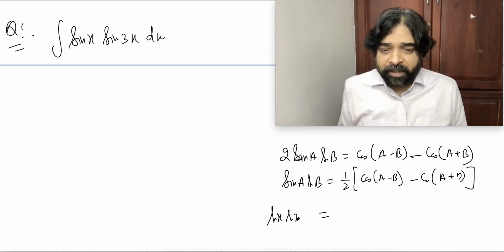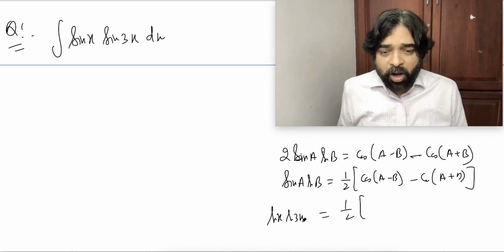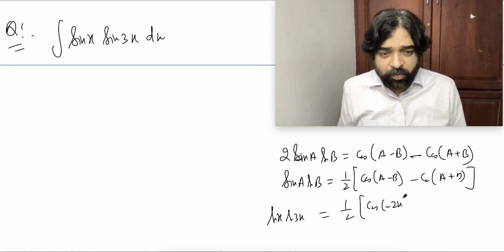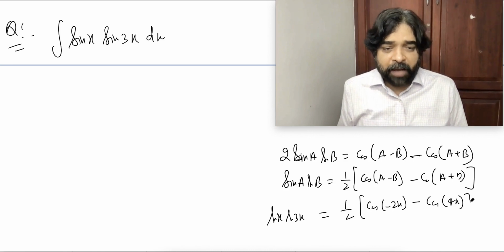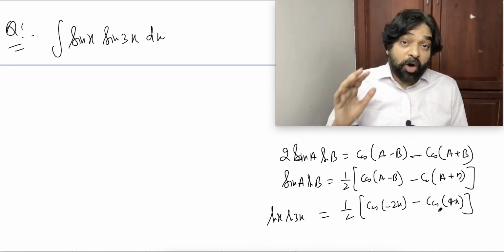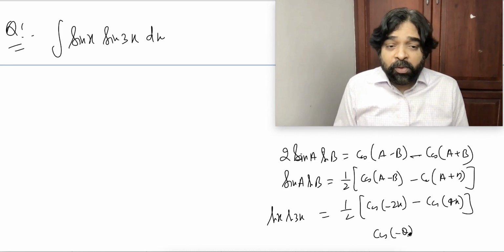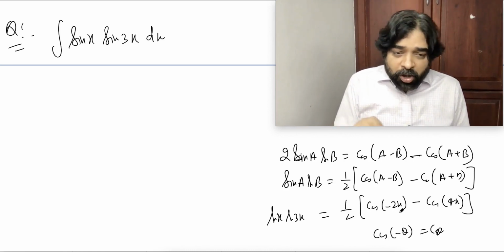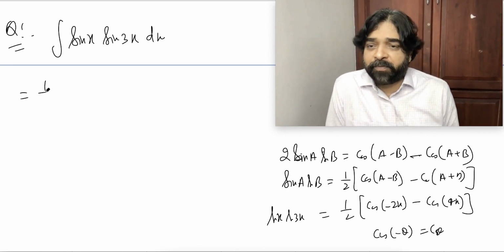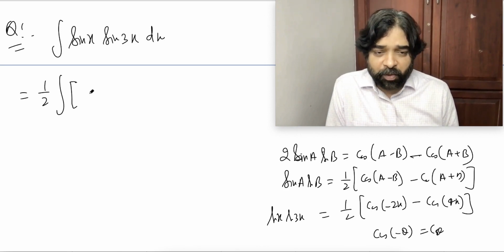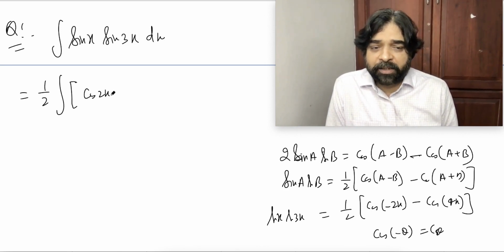So sin x sin 3x, I can write 1 by 2 cos A minus B, means cos x minus 3x, means cos minus 2x, minus cos A plus B, means 4x. I'm sure it's clear to all of you. All of you know cos minus theta is always equal to cos theta. So cos minus 2x I can write as cos 2x only. So this value will become 1 by 2 out, and inside what's left? Cos 2x minus cos 4x dx.